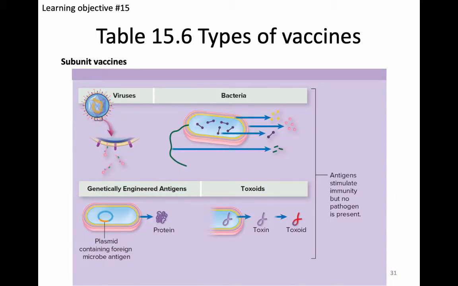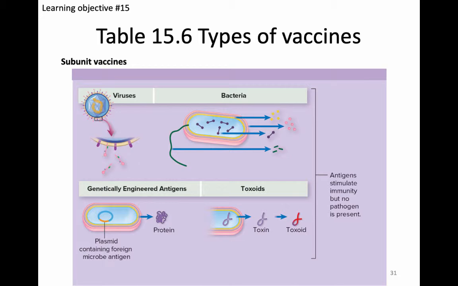Subunit vaccines are when a part of the microbe is taken and injected into the human, and this part of the microbe will not make the human sick, so they are not pathogenic parts of the microbe. They are antigenic, so they will induce an immune response and production of antibodies and memory B and T cells. However, they will not make the individual sick.